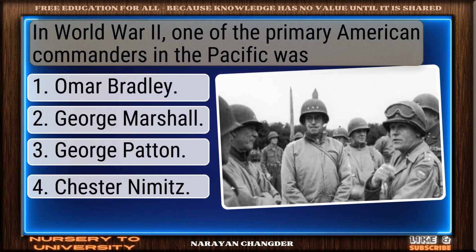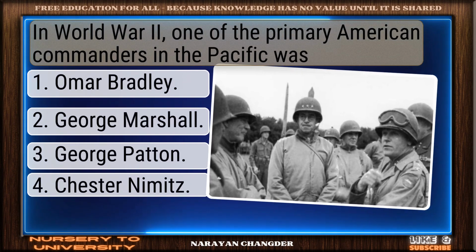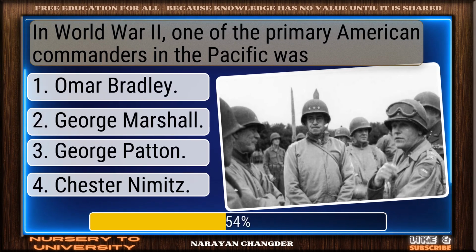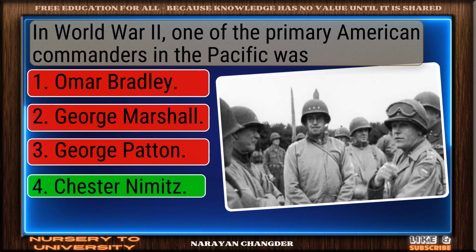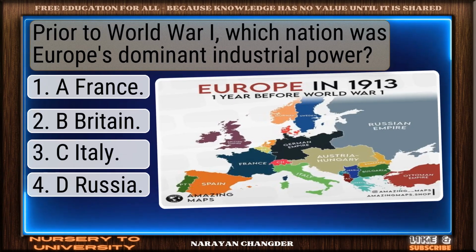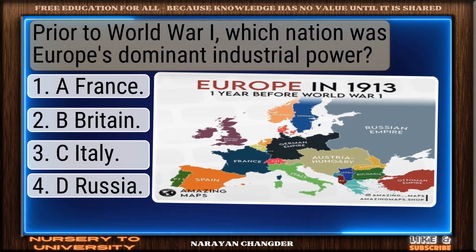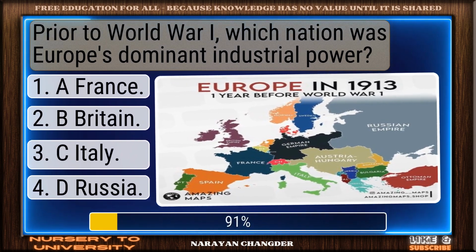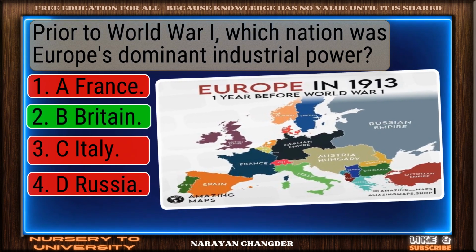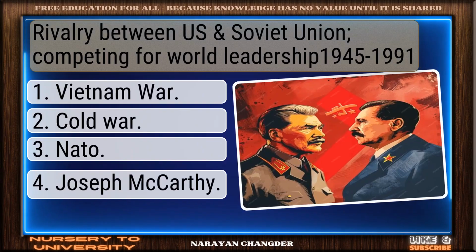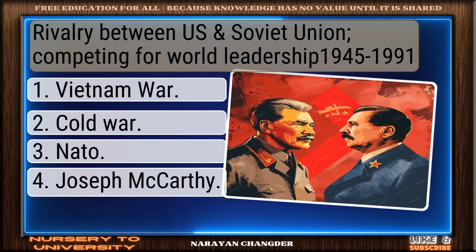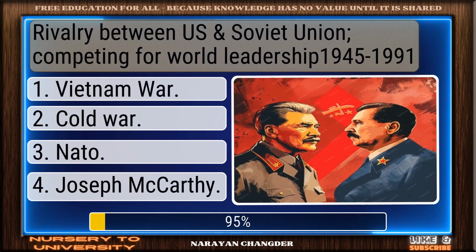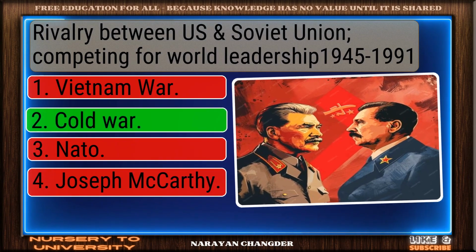In World War I, one of the primary American commanders in the Pacific was. Well done. Chester Nimitz is right. Prior to World War I, which nation was Europe's dominant industrial power? Perfect. Britain is the one. Rivalry between US and Soviet Union, competing for world leadership in 1945-1991. Clear logic. Cold War is sound.